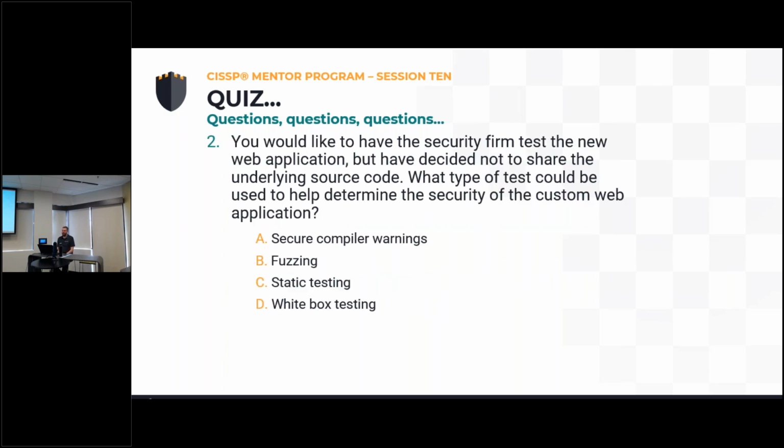And you'd like to have the security firm test the new web app, but they've decided not to share the underlying source code. What type of test could be used to help determine the security of the custom web app? It's a web app. Yeah, and because they're not sharing the source code, we can't do static code or static testing, right? That's static code review. White box testing, they're giving you all the information you need. So, yep, fuzzing.